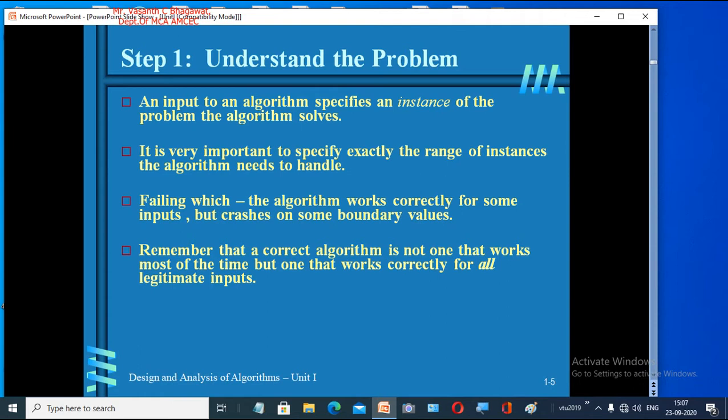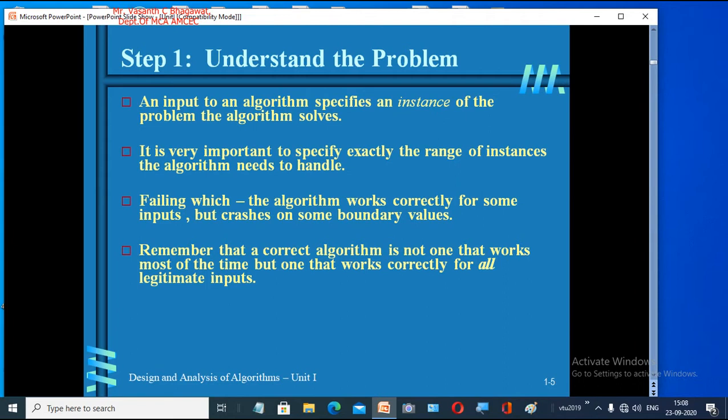For example, if your problem is addition of two numbers, what input is required? Since this example is very simple, addition of two numbers means two numbers are required. But when you say you need two numbers to write an algorithm, what type of numbers? What type of numbers are you going to give as input, how many numbers? We have to decide exactly on the range of instances the algorithm requires. If you fail to identify what the input is, what type of input, how many inputs are required, then obviously the algorithm will clash, it may go into an infinite loop, or it may not give you accurate answers.